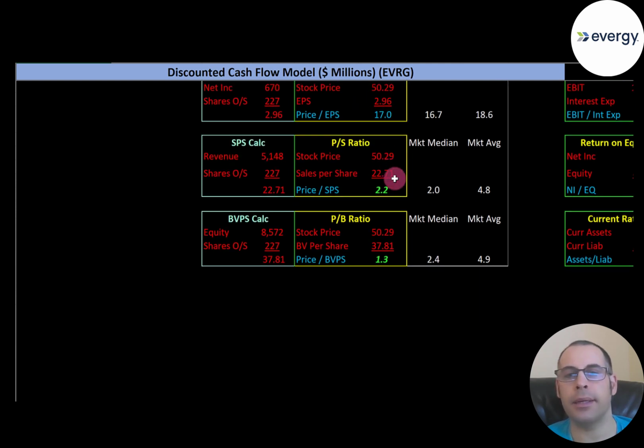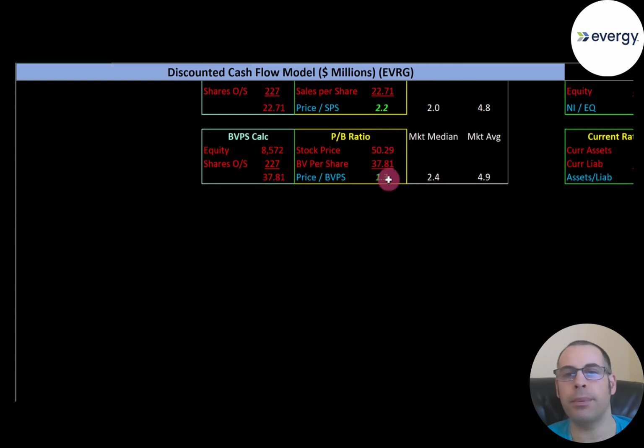Price to sales is good. The median is 2.0, the average is 4.8. Price to sales is stock price over sales per share. To calculate sales per share, that's revenue over shares outstanding. I like to see below 2.5, they're at 2.2. So investors are paying $2.20 for $1 of revenue.